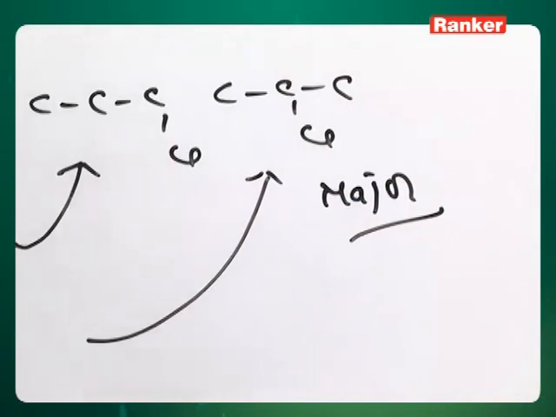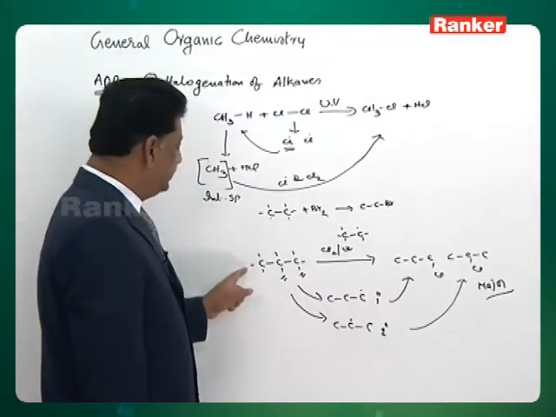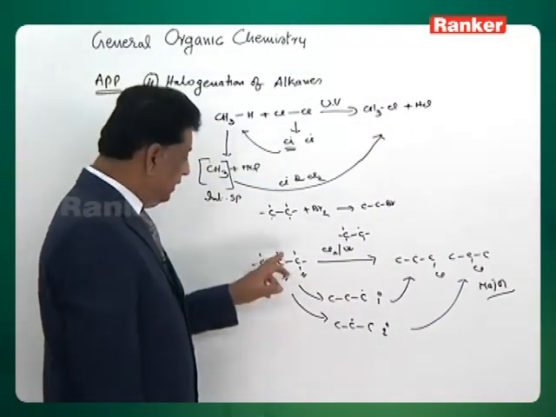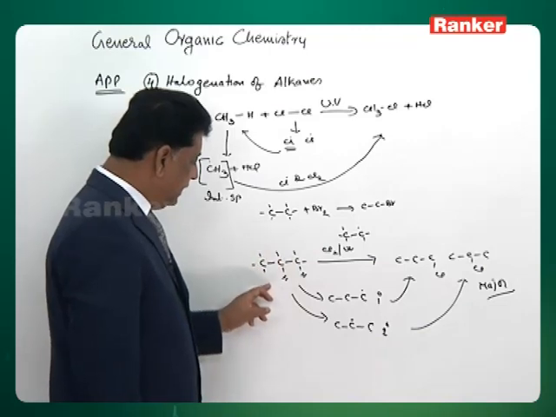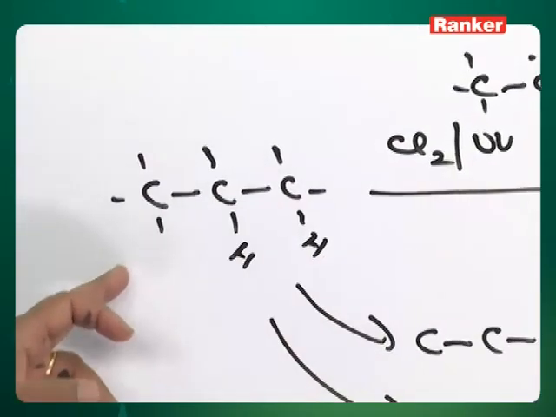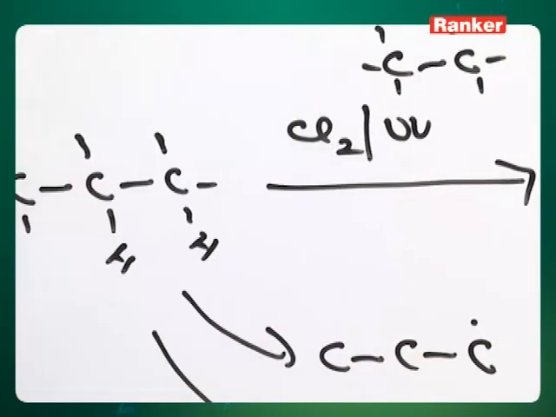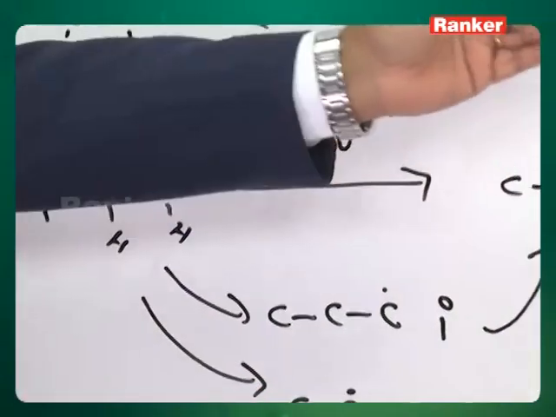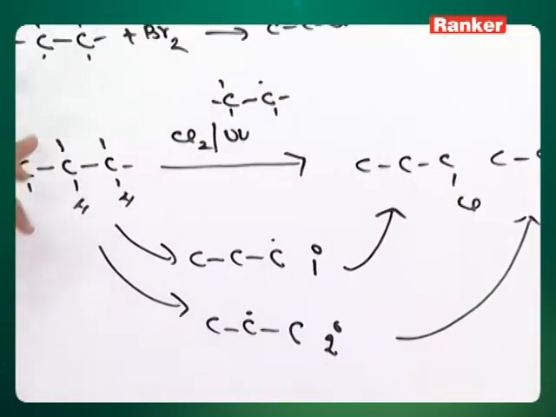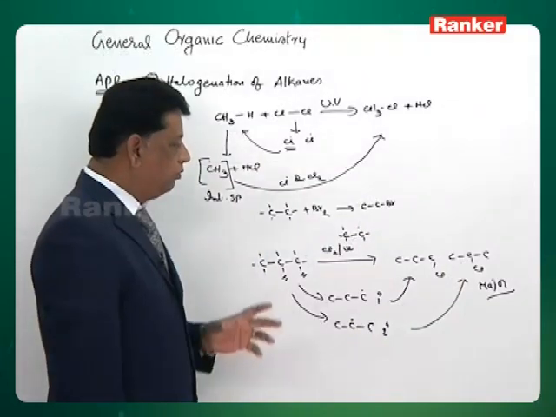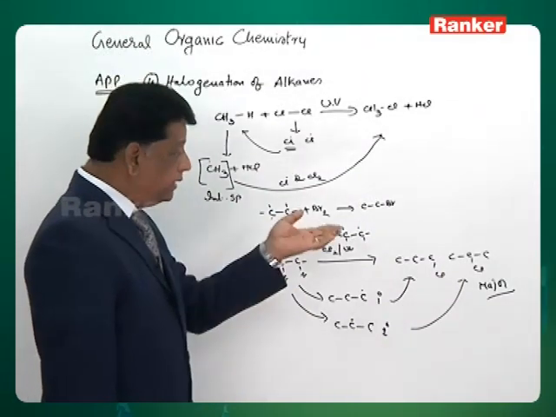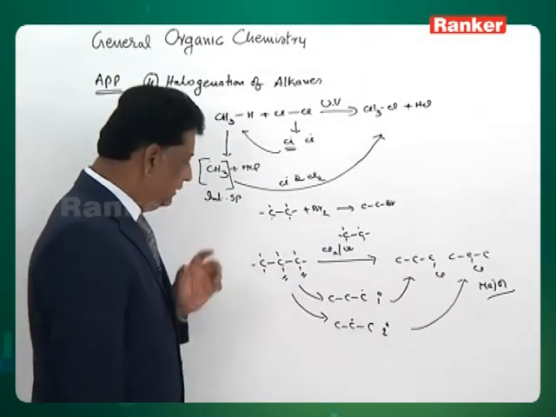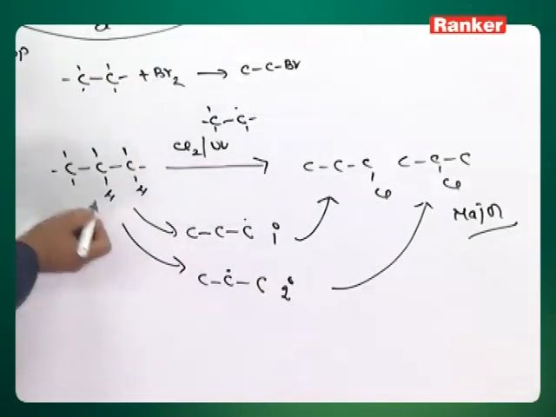Why is it so? It is not just probability. Probability means the 3 and 3 hydrogens are identical, so if you replace any one of these 6 hydrogens you will get that product. Therefore I expect a 6:2 ratio, 6 to the 2 middle hydrogens. But what I am getting as the major product is 2-chloro. The reason is here.